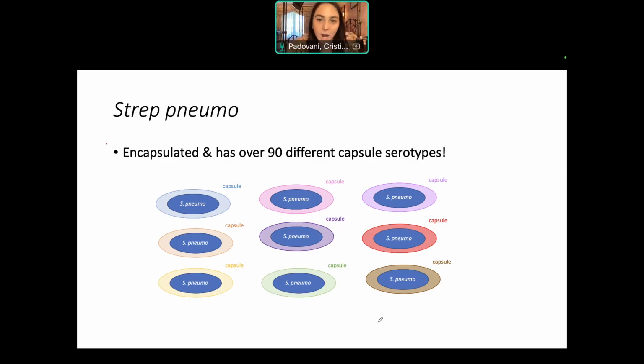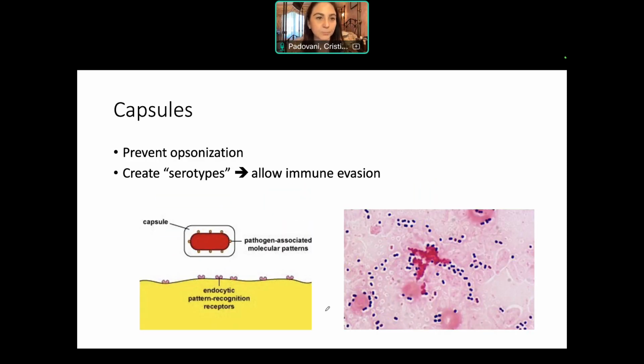So maybe when you got your vaccine against strep pneumo, you got the one against this purple capsule, and then maybe you got one against this one when you got your booster. But the reason you can get pneumonia, or if you're younger, upper respiratory tract infections with strep pneumo, is because there's so many different serotypes. So if that one just happens to be on the surface that infects you and you don't have immunity to it, you can get infected.